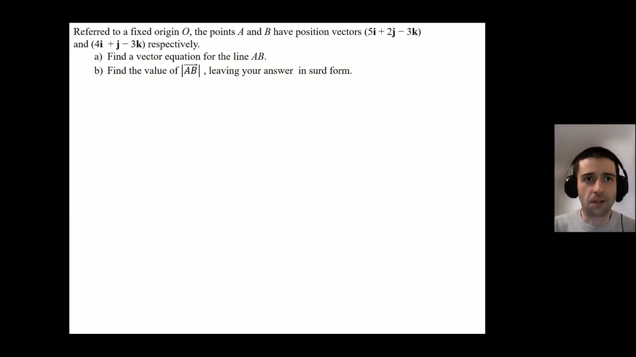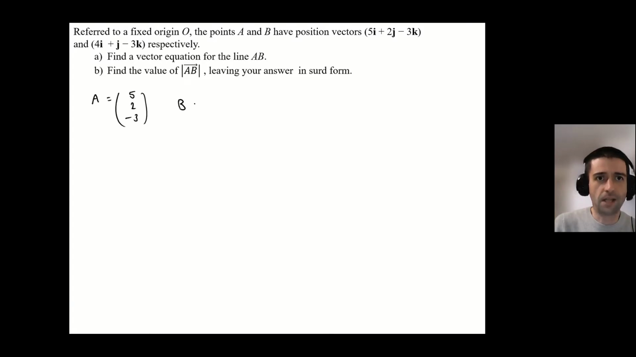So the first bits I'm just going to look at, we have referred to a fixed origin O. The points A and B have position vectors 5i plus 2j minus 3k and 4i plus j minus 3k respectively. So the first thing I'm going to do, just by preference, is write these in column form. So A is the vector (5, 2, -3), and B is the vector (4, 1, -3).